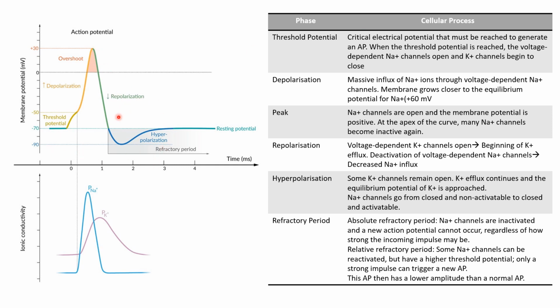Typically, repolarization overshoots the resting membrane potential, making the membrane potential more negative. And this is known as hyperpolarization. So the membrane potential very briefly, for approximately 2 milliseconds, drops below the resting potential before returning to the baseline, which is the resting potential at approximately -70 millivolts.